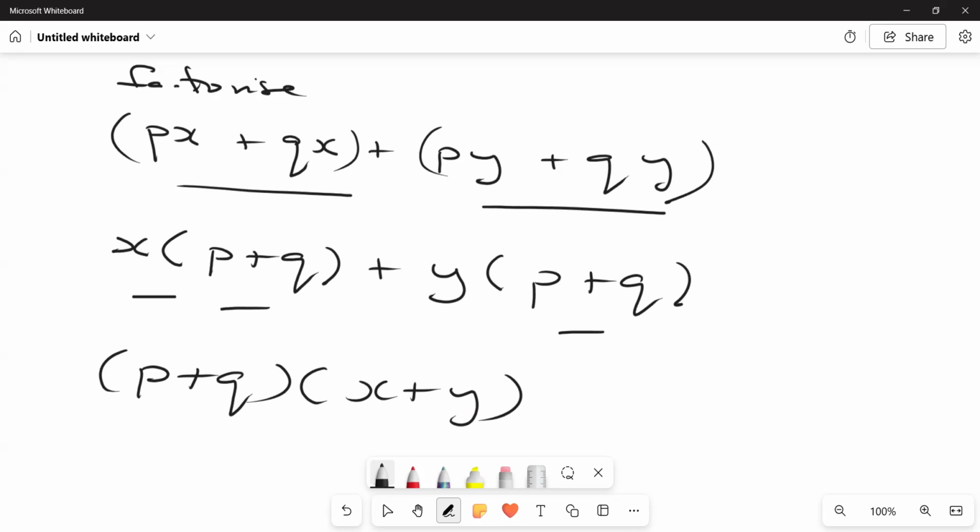Factorize out the highest common factor, which is X. Do the same here. We notice we get a common factor in the bracket. We bring that to the front. And X plus Y goes in the other bracket. Right? This is a common way of factorizing, factorizing by grouping. Think you follow this one? Yes, sir.